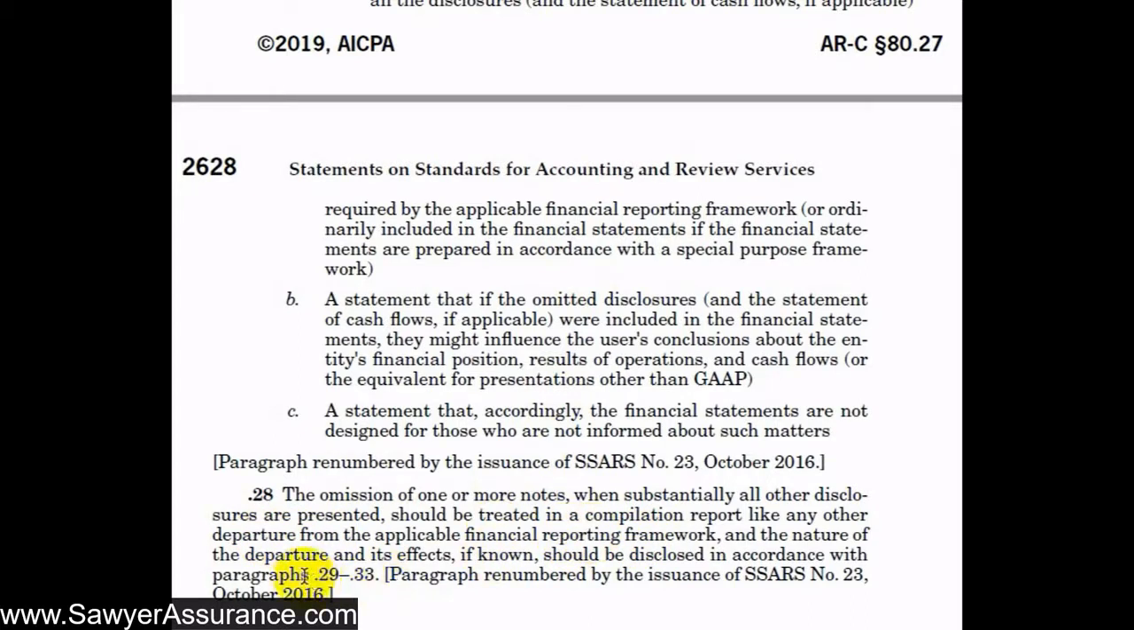And we'll get into that in the next video. But in that case, we wouldn't include any of these disclosures in our compilation report, where we say they omitted substantially all disclosures, because they didn't. They only omitted a few of those. So in the next video, we'll look at how we can disclose that situation.